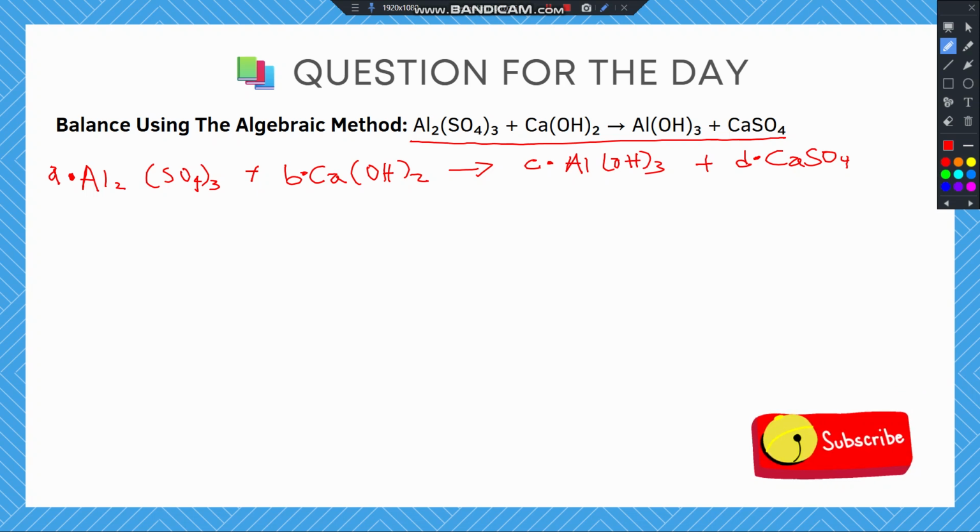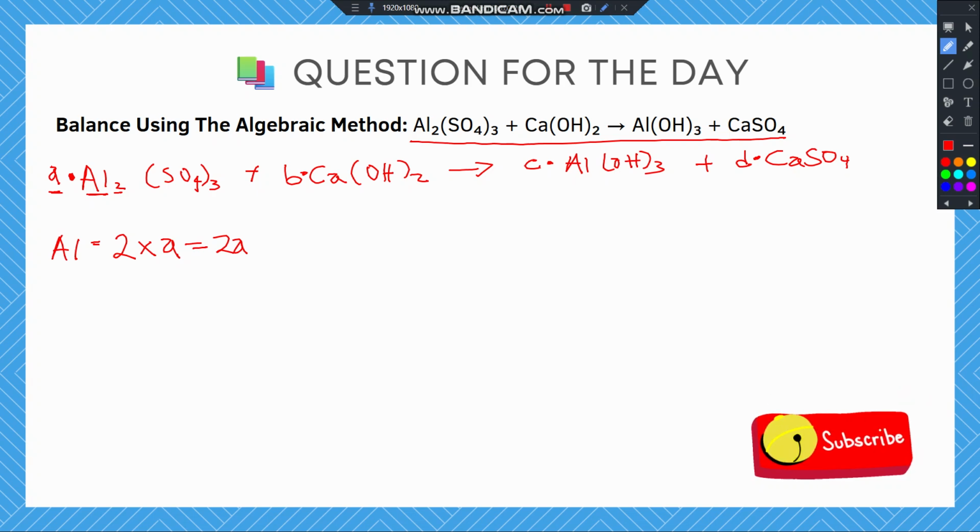We have a number of elements and polyatomic ions. So let's deal with them individually. The first element we have is aluminium. On the left hand side, you can see aluminium stands here, having a subscript of 2 and a coefficient represented by the letter A. So that tells us that the number of atoms of aluminium on the left hand side will be given by the subscript 2 multiplied by the coefficient, which is A, and that gives us 2A. Did you see how that was done?